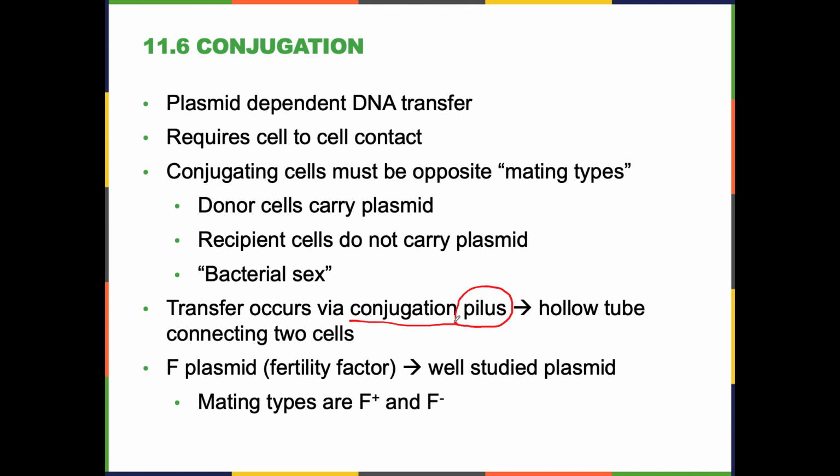Oftentimes the example used to illustrate conjugation is something called the F plasmid, or the fertility factor. Even back then, before they really knew what was going on, they knew that somehow these cells were able to mate with each other, this idea of fertility. So they call the mating types F plus, meaning it carries the plasmid, and F minus, meaning it doesn't carry the plasmid. And it can be anything, right?